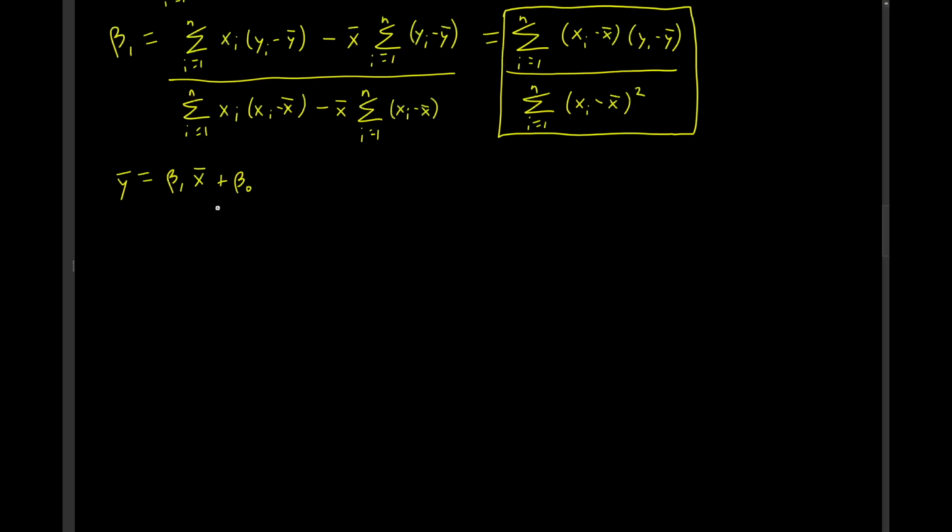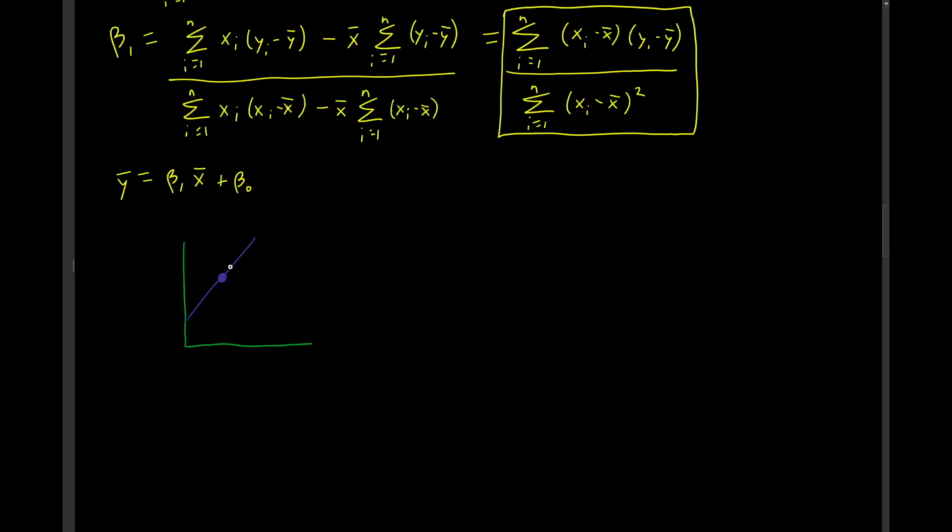The numerator will tend to be positive when x and y are positively correlated, meaning if the slope truly is positive. Here's an example. Let's say this is x bar, y bar. On the right of x bar, x minus x bar will be positive. Since y generally increases with x, y minus y bar will also be positive.